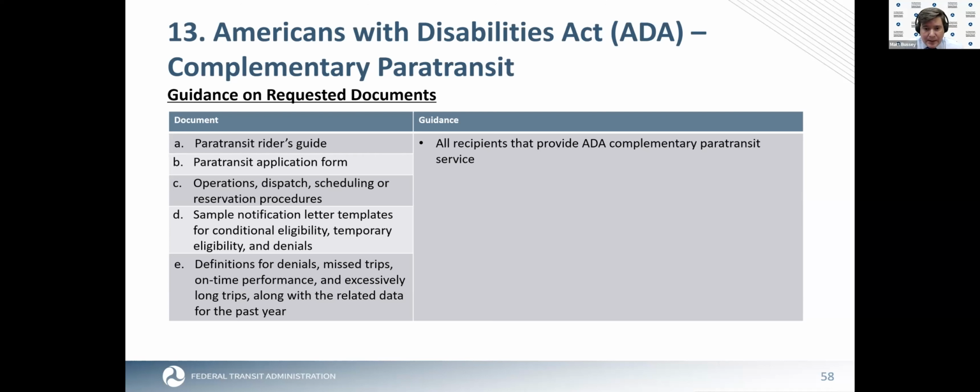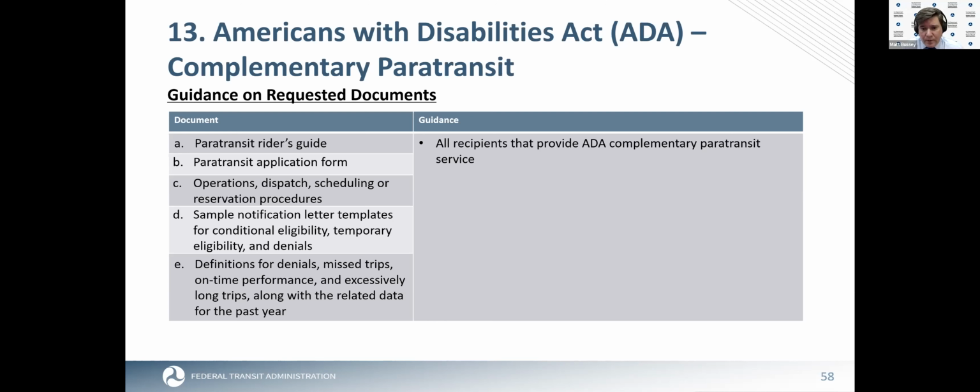Item D, sample notification letters, templates for conditional eligibility, temporary eligibility, and denials. A couple of things here. The first is that the reviewer is going to want to make sure that those letters state with specificity why the recipient was not given unconditional eligibility. So that's one thing they're going to look for. And they may request actual letters that have been sent out to just verify that that has been the case in practice.